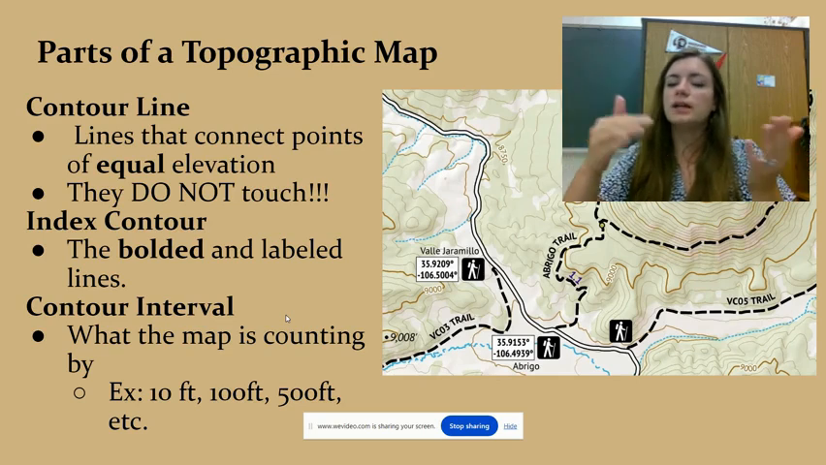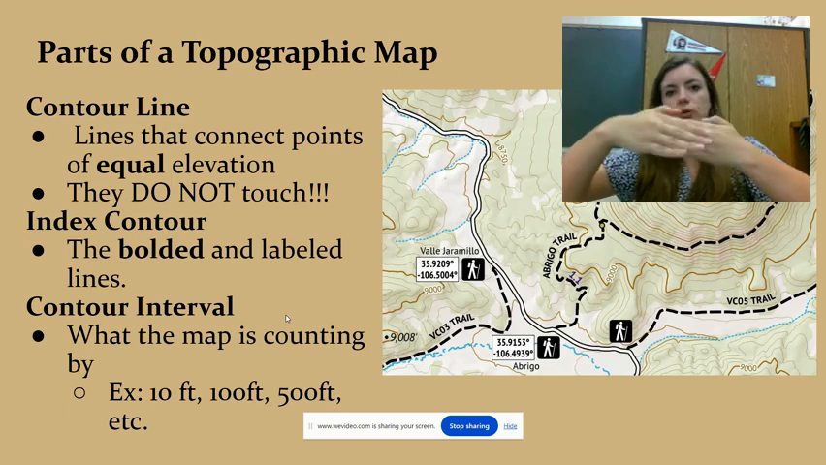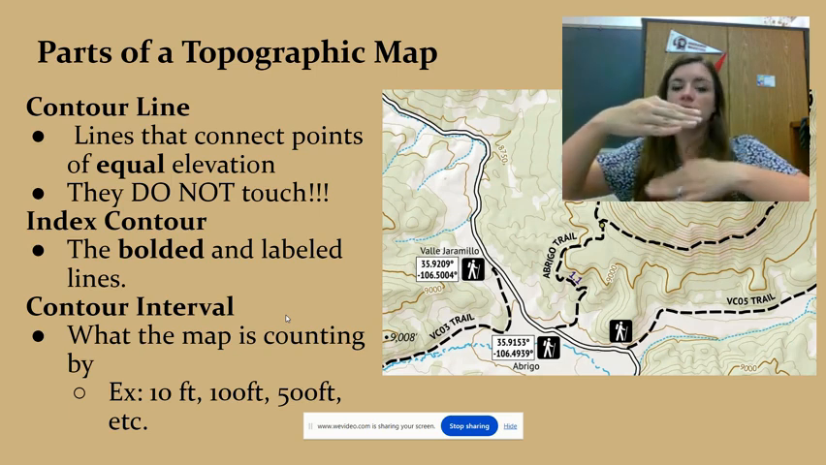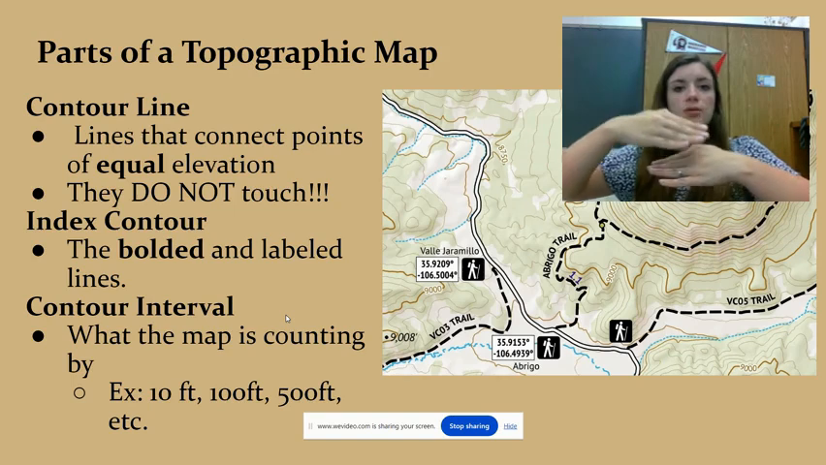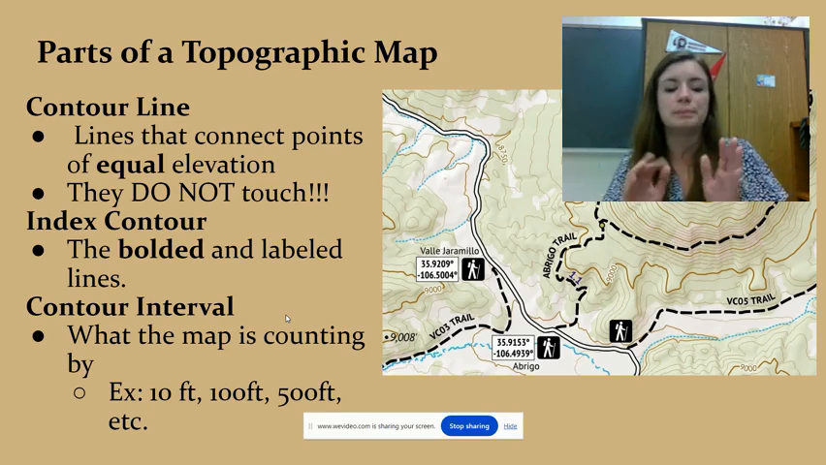What is it equal to? It's equal to whatever is between the two contour lines next to it. So it's got to have an elevation greater than the contour line below and less than the contour line above. It cannot be equal to them.